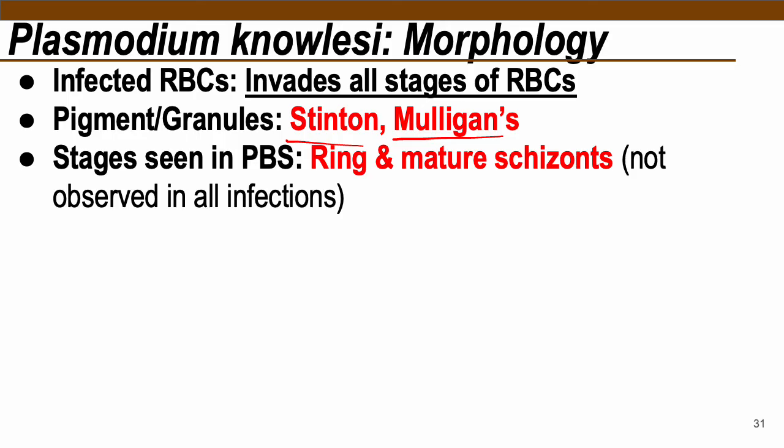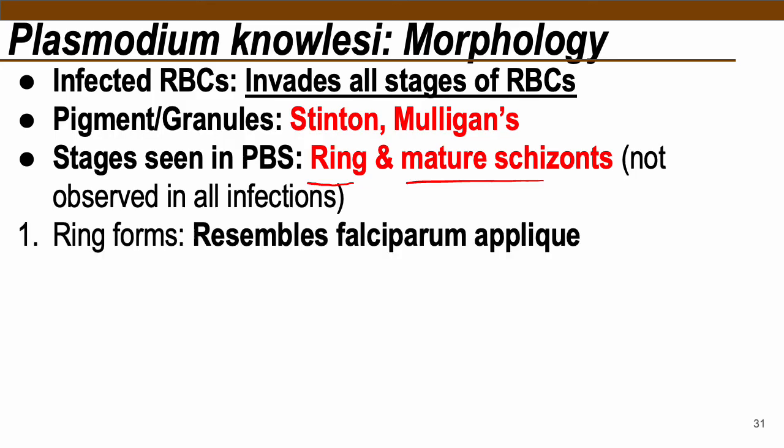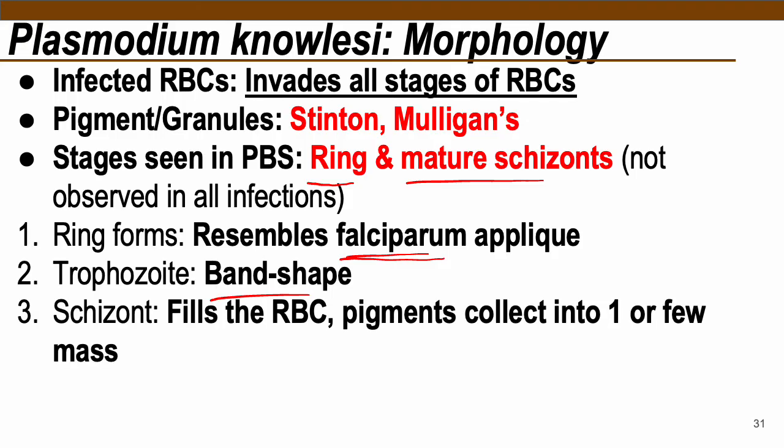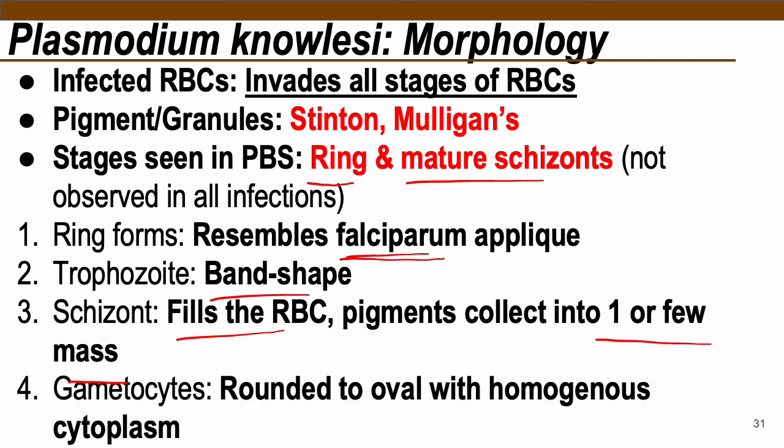For the stages seen in peripheral blood smear, ring forms and mature schizonts are more common. For the ring forms, this resembles your falciparum, so they have small applique. While for the trophozoite, these are band-shaped. For the schizonts, this fills the RBC and the pigments collect into one or a few masses. While for the gametocytes, these are rounded to oval with homogeneous cytoplasm.